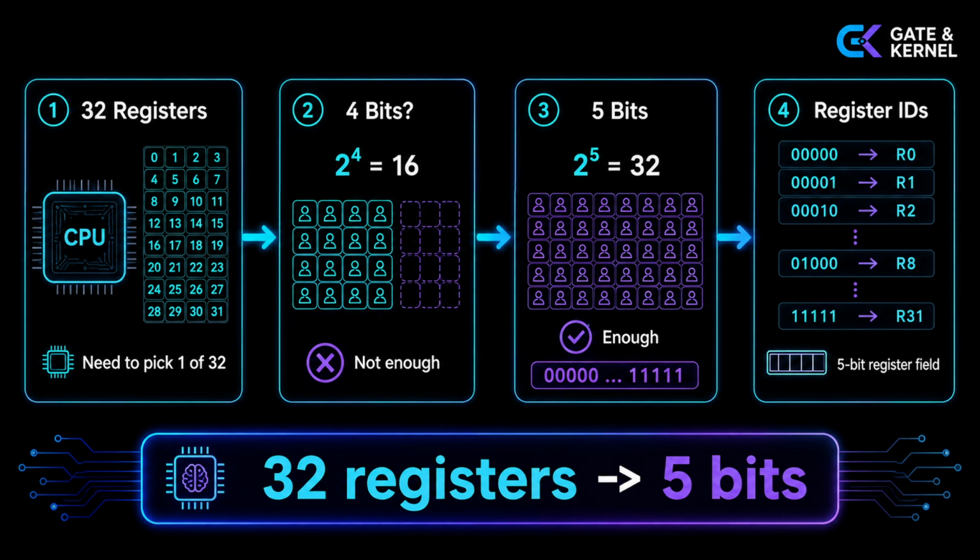For example, 00000 can mean register 0. 00001 can mean register 1. 01000 can mean register 8. 11111 can mean register 31. This is why a processor with 32 registers can use a 5-bit register field.